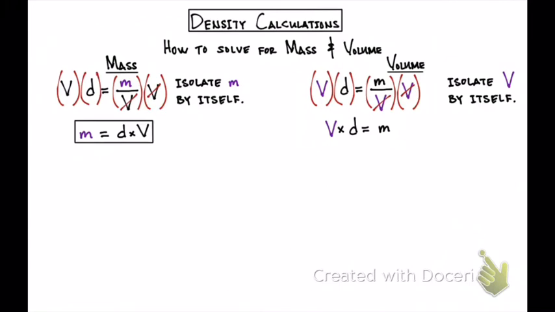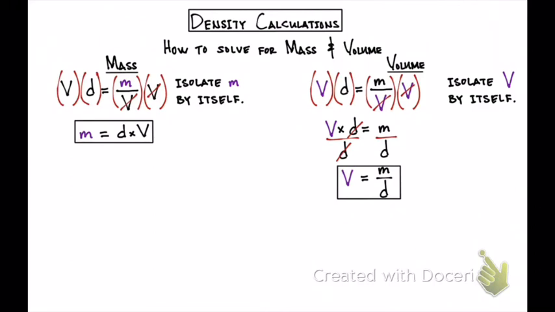And now we can easily isolate V by itself by simply dividing both sides by density, right? Because we're trying to get rid of that D, density, on the left-hand side. So we're going to divide both sides by D, and these will cancel out on the left-hand side of the equal sign. We can clean this up, and we get the formula for volume. So volume is equivalent to mass divided by density.